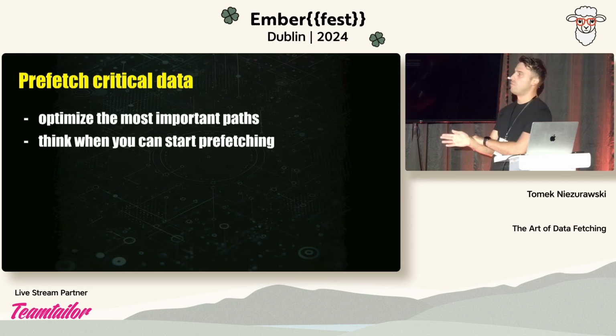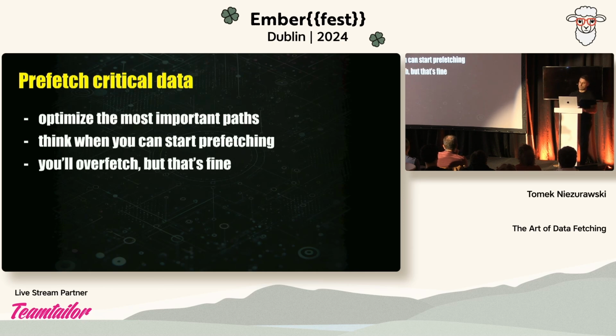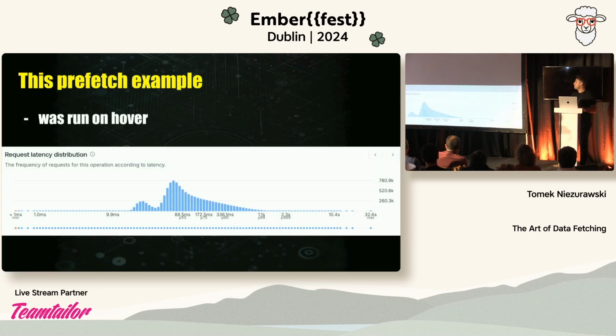I was prefetching here on hover, but sometimes, for example, when you have a tabs interface, maybe you can check through the data that users often go to the second tab. It might be an indicator that the second tab should be the first because they are actually looking for that. But maybe we could start prefetching data when they arrive at the first tab, and when they go to the second, it's already there. And of course, you will overfetch, but I think that's fine. And this prefetch was on hover.